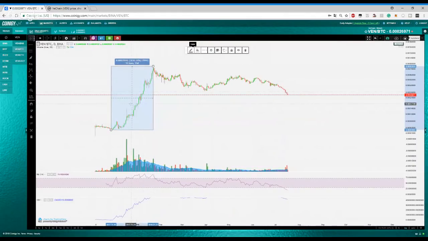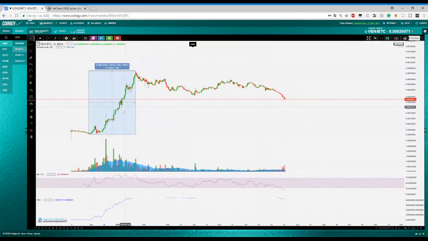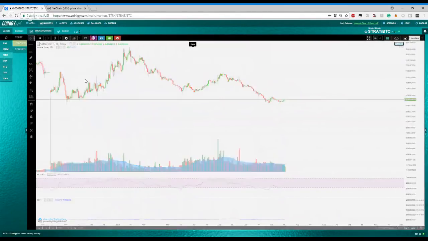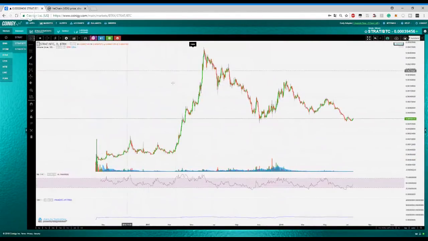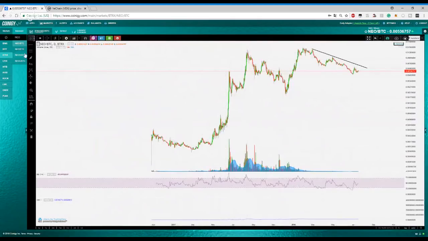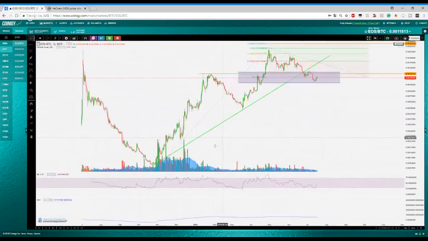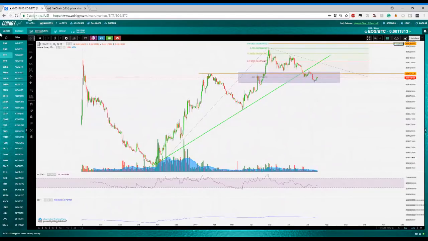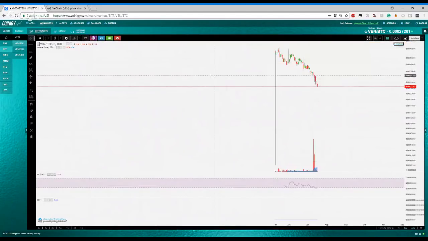Okay, this happens on more coins, obviously, absolutely. But when this happens, you're gonna see these kinds of things. So let's go to Stratus. Also happened here, massive dump. Okay, let's go to Neo. Also happened on Neo. Shortly after, massive dump. Let us go to EOS, Bitfinex, massive pump, and now probably a massive dump. Same is actually going to happen for VeChain.